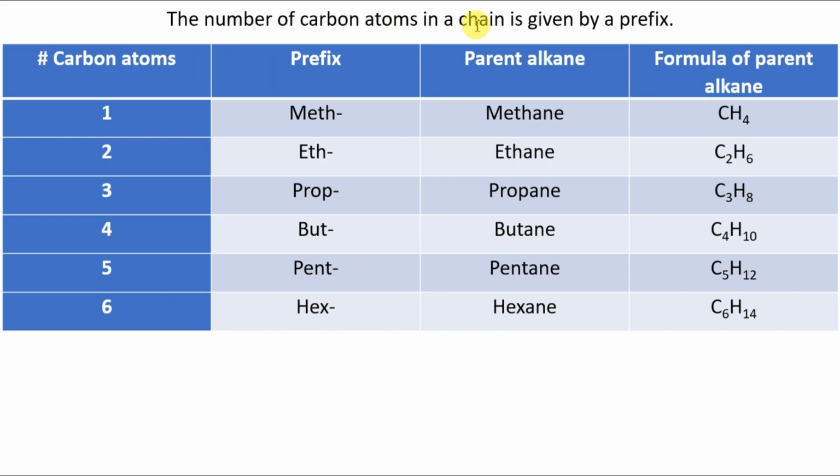The number of carbon atoms in a chain is given by a prefix, based on the parent alkane. When I'm naming, I often start, almost subconsciously, by thinking, what alkane are we basing this on? So when I name any organic molecule, that's how I'll start. Meth, 1 carbon; eth, 2; prop, 3; but, 4; pent, 5; hex, 6.